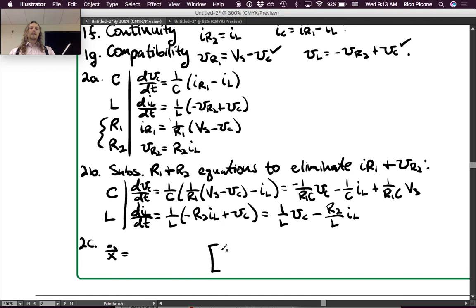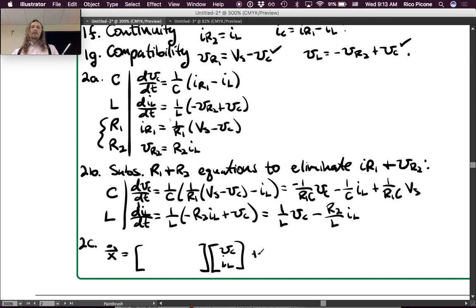I'm going to actually write out the state vector. So it's VC, IL, right? So whatever this A matrix is, it needs to multiply a 2 by 1 to get a 2 by 1. So it needs to be a 2 by 2, right? Inner dimensions have to agree. And it has to end up with 2 on this side, and it needs to match the inner dimension of 2 on the other side. So it has to be a 2 by 2. So if n is the order of our system, the A matrix is always an n by n matrix. And it's a second order system, so it's a 2 by 2. It's always square.